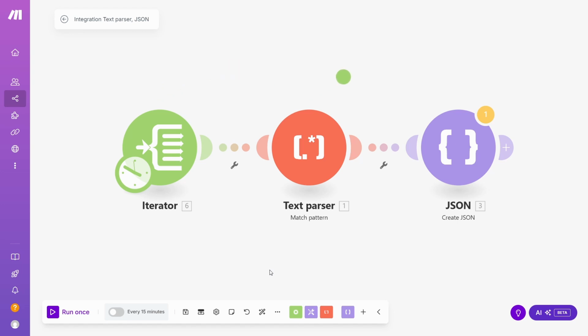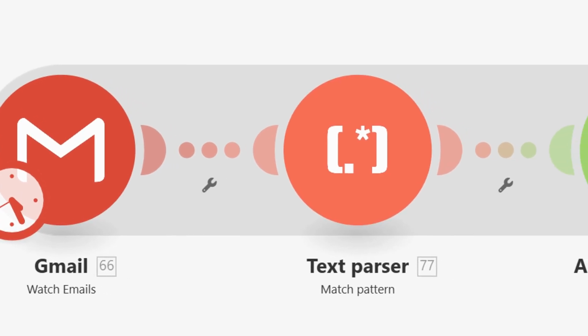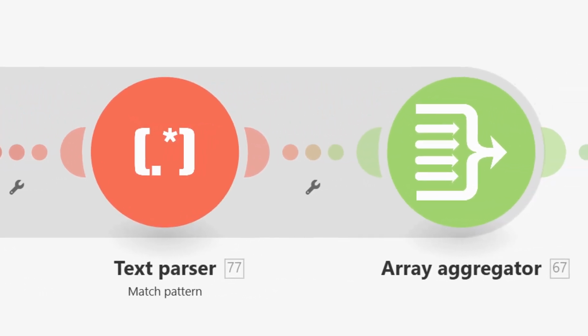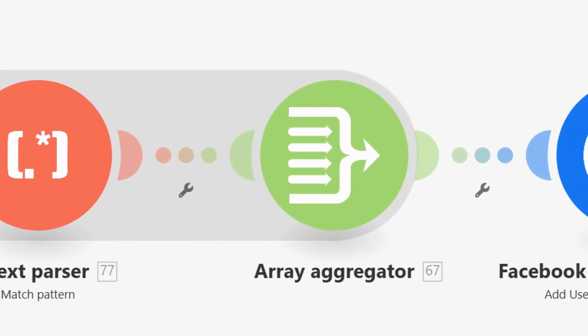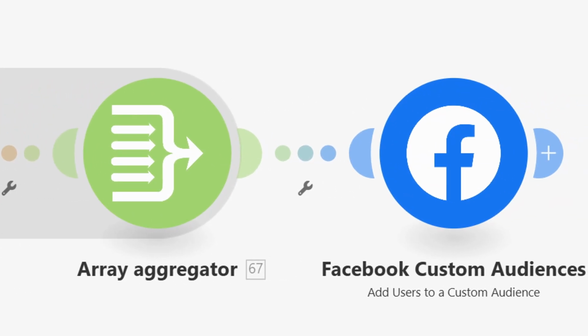Today, we're diving deep into Make and unlocking its advanced data manipulation capabilities. Whether you're a beginner or a seasoned pro, this tutorial will show you how we extract, transform, and process data. So what exactly is advanced data manipulation? It's all about taking raw data from one source, cleaning it up, restructuring it, and then sending it off to another system seamlessly. Think of it as being the translator between two systems that speak different languages.